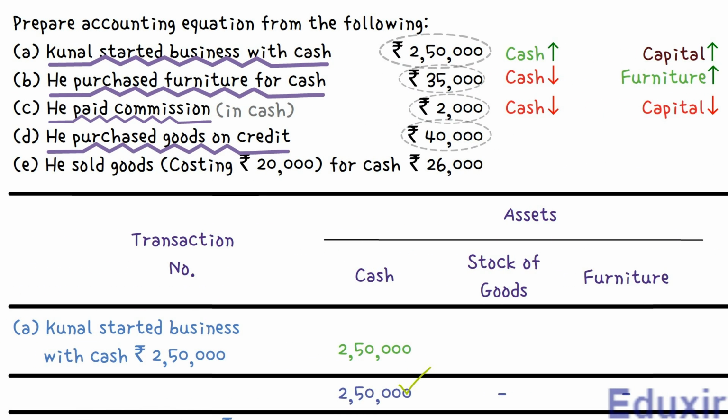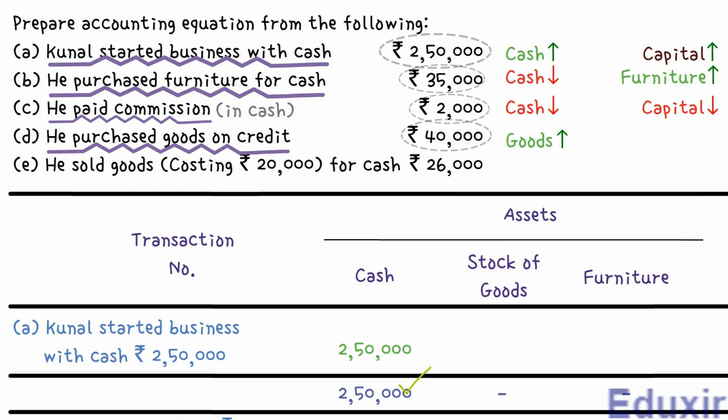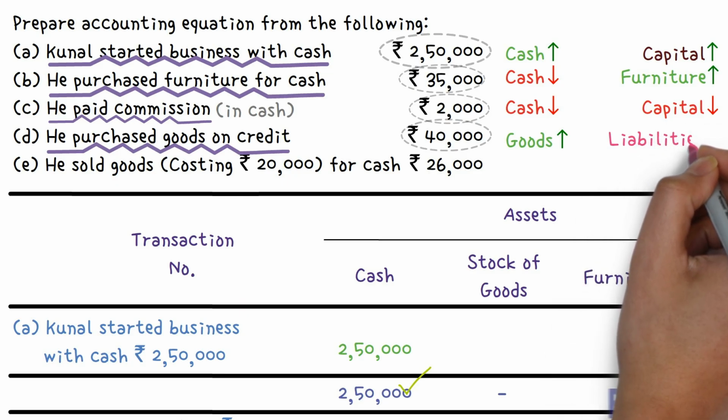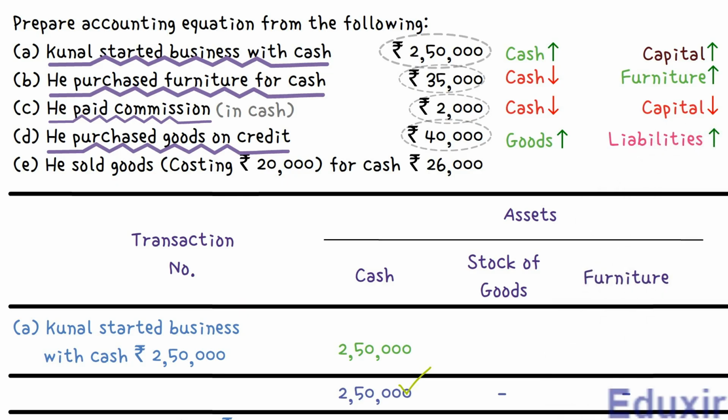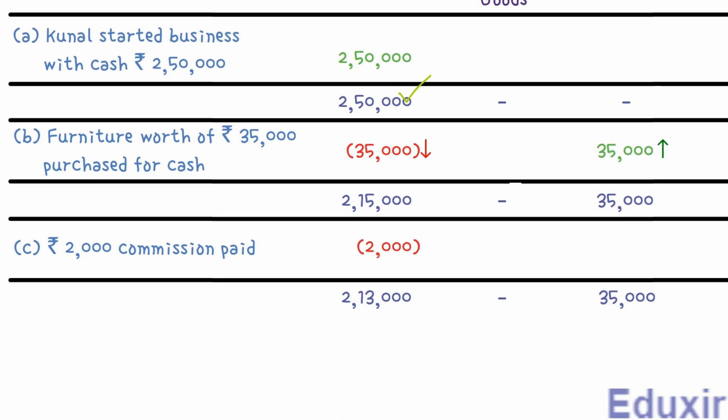See, when the goods are purchased, the goods asset available with the business will be increasing. At the same time, as these goods are purchased on credit, the business is liable to pay the creditors. So the liabilities of the business to pay to the creditors will increase. With this analysis at our disposal, let's now proceed to record this transaction in the accounting equation table.